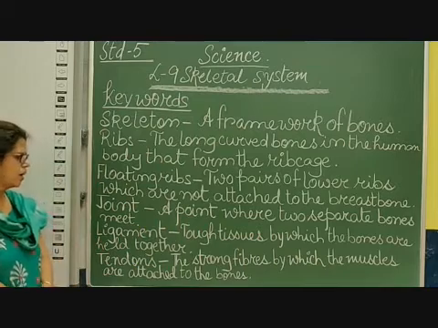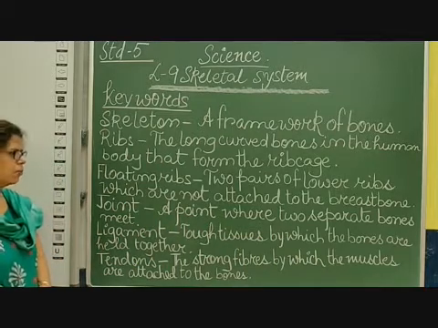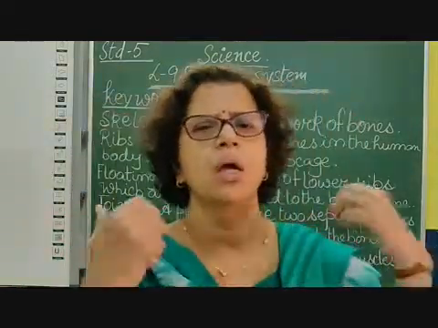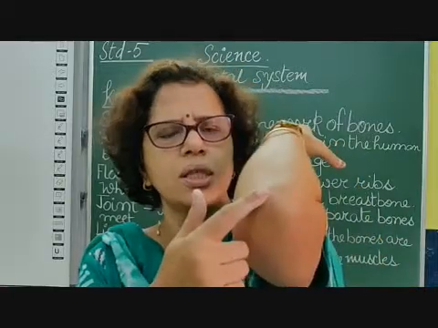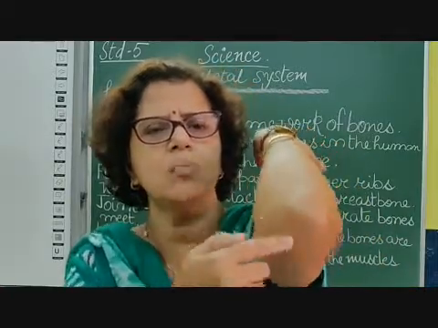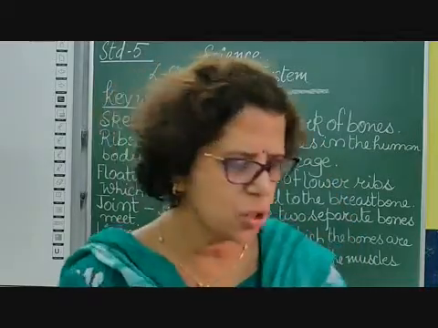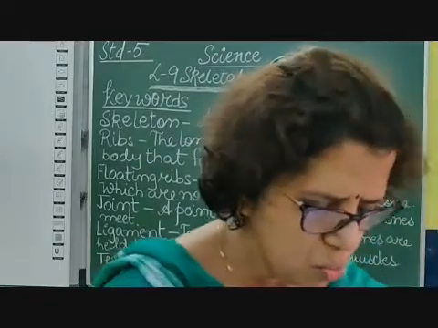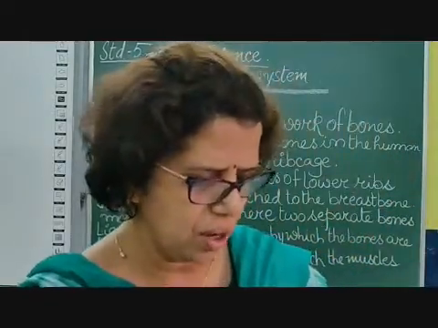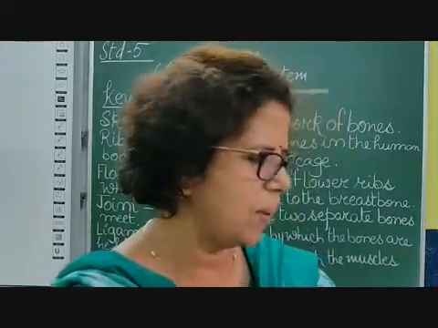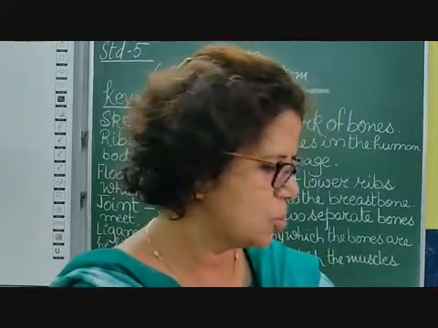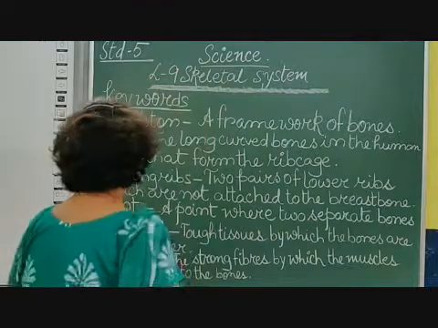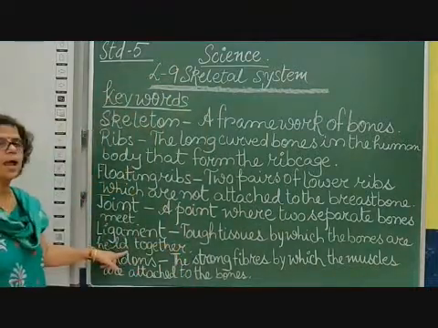Now coming to ligament. What is ligament? Tough tissues by which the bones are held together. As you know, we are doing the movement. The two bones are meeting at a place called joint. This is my joint because two bones are meeting at this point. But they are held together by ligaments. Otherwise they will not move, isn't it? If they are not held by ligaments, we have no movement at all. So the joints are held by ligaments. Tough tissues by which bones are held together.